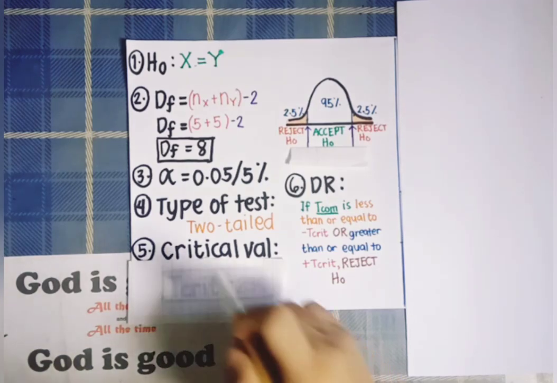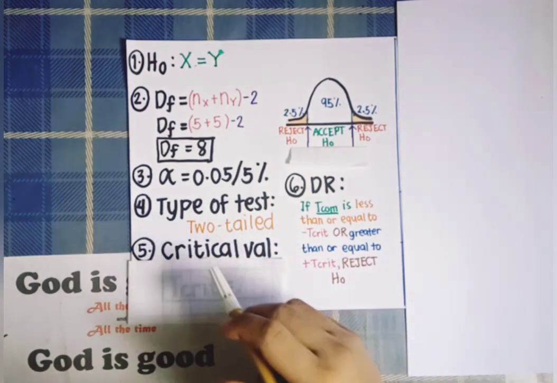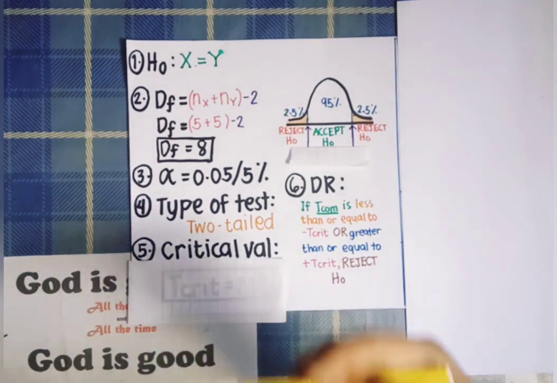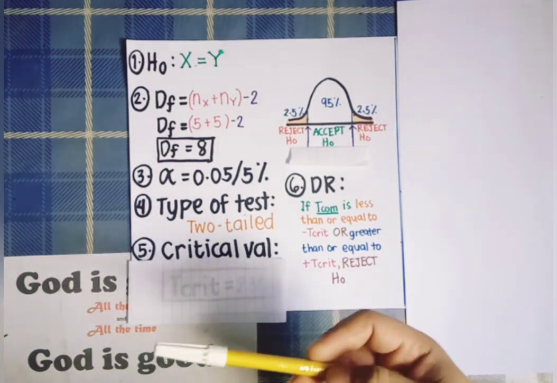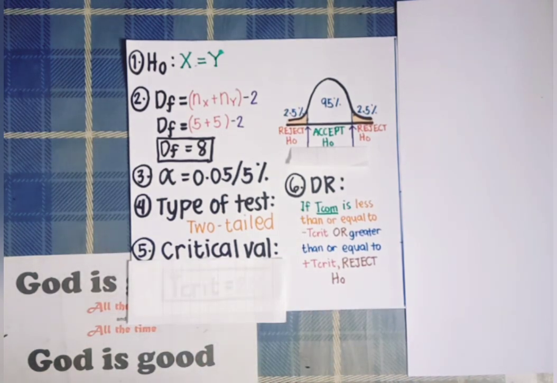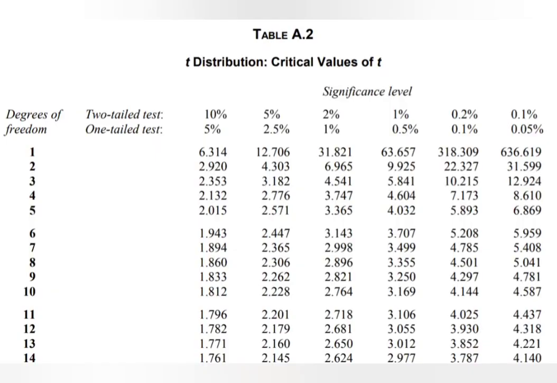Now, to determine the critical value, there are actually three things that we need to identify first: the degrees of freedom, the alpha level or level of significance, and the type of test, which we already obtained earlier. Now, let's take a look at our critical value table or t-distribution table for independent samples t-test. This is our critical value table for t-test.